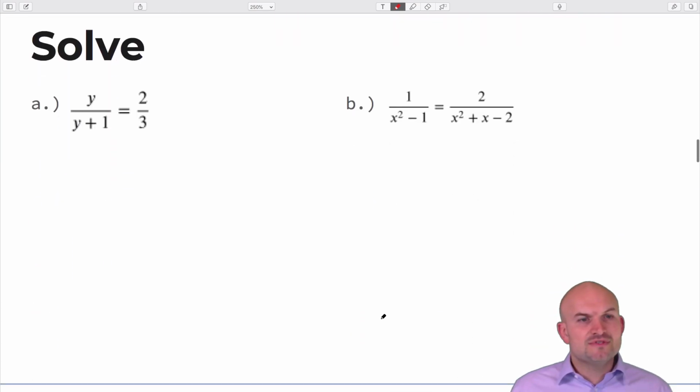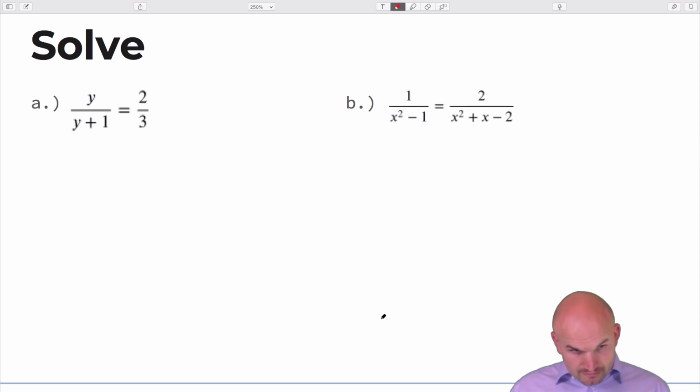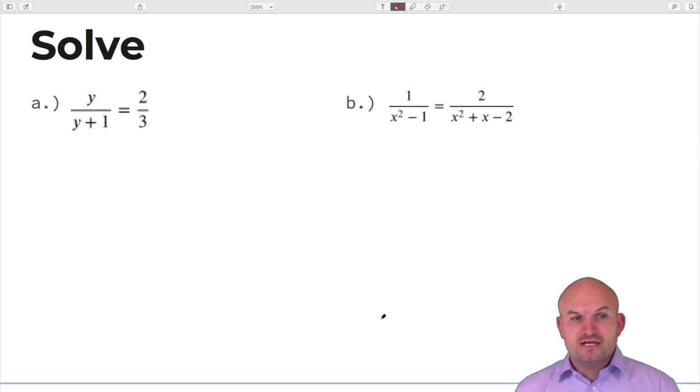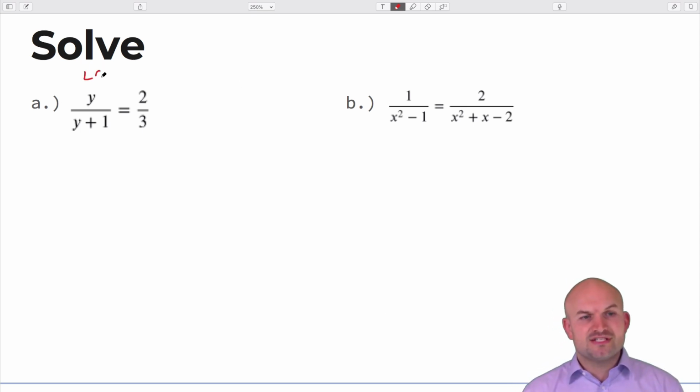All right, so let's take a look at solving some equations here, based off the way that I have taught. So when we're identifying the LCD, we're looking for factors that they have in common. Really, y plus 1 and 3 do not have any factors in common, so I am just going to multiply by my LCD on both sides.